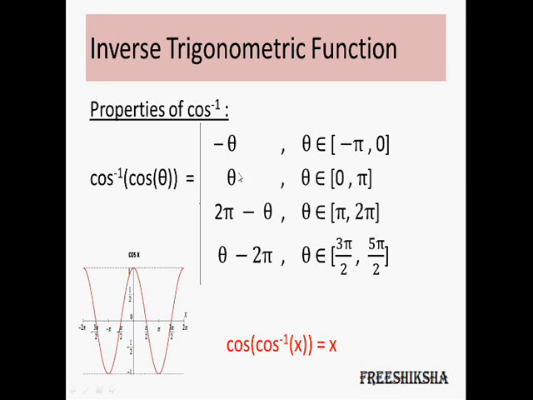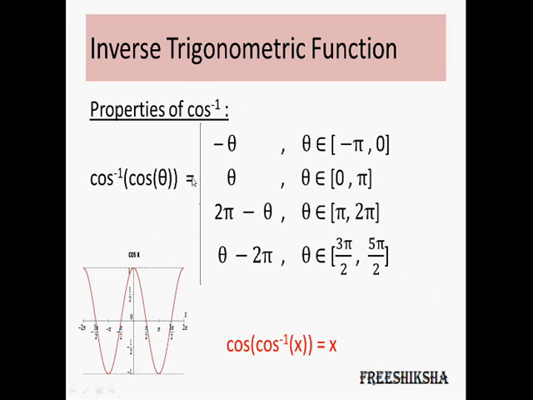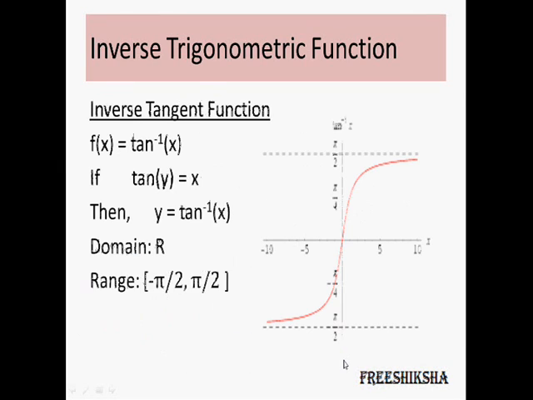So this increasing decreasing concept, as well as the value of this output should be in the range of this function, that is from 0 to pi. These two things need to be taken care, then you will be able to get these values. And of course the cos of cos inverse x is directly equal to x.